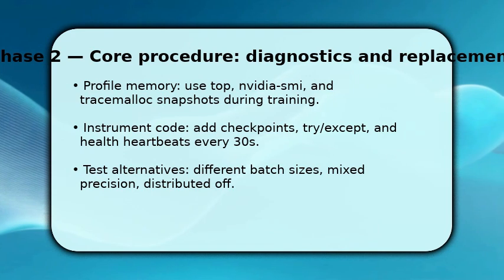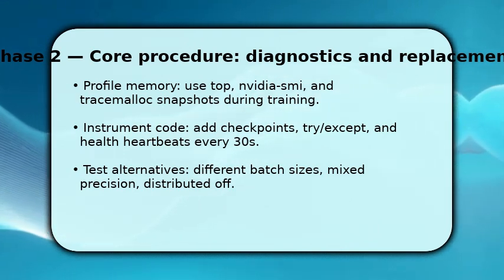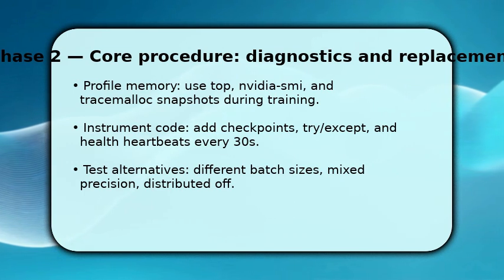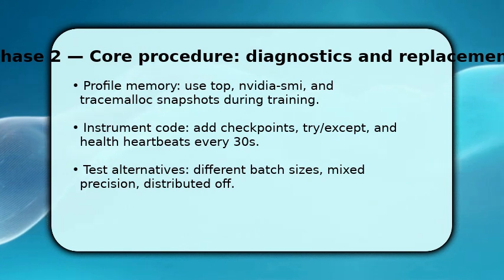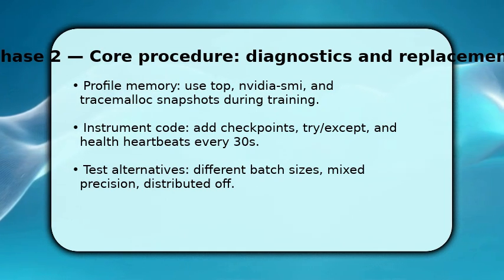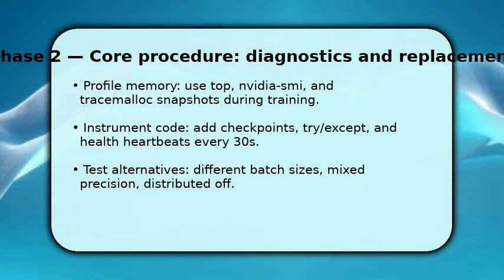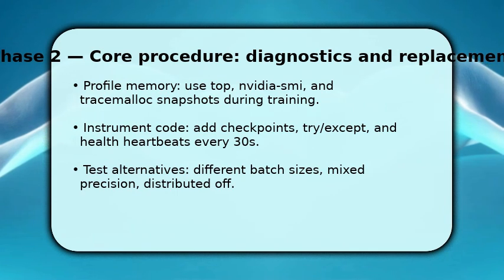You should run top and nvidia-smi continuously, capture tracemalloc snapshots, and correlate peaks with code regions so you know which function leaks memory. Then instrument your training loop with checkpoints, try/except blocks, and health heartbeats every 30 seconds to prevent abrupt termination. Make sure to test alternatives like smaller batch sizes, mixed precision, or turning off distributed training to see where stability returns and why.